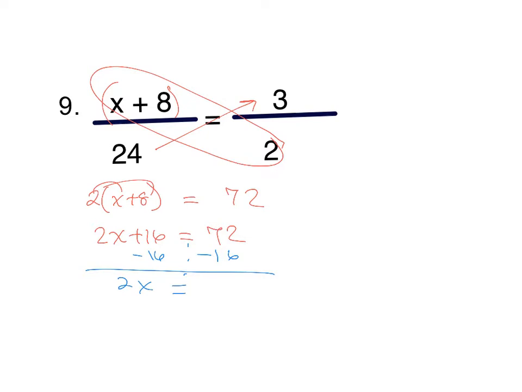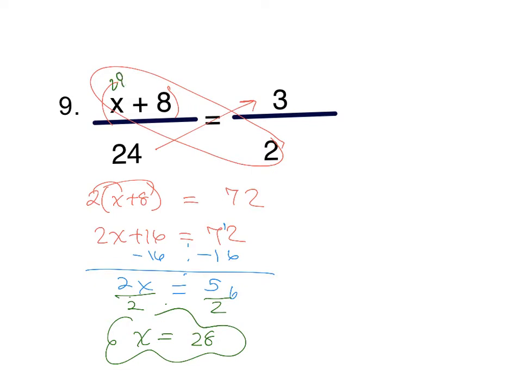2x is equal to 56. You're going to divide by 2. And you get x is equal to 28. And you can check your work. 28 plus 8 is 36. This is telling you that 36 over 24 is equal to 3 over 2. And in reality, if you were to simplify this by dividing by 12, you would get 3 over 2. So 3 over 2 is equal to 3 over 2. You know that you got the correct answer.